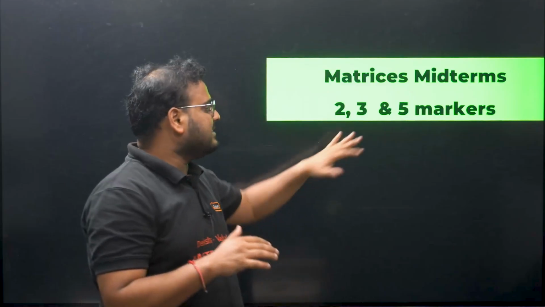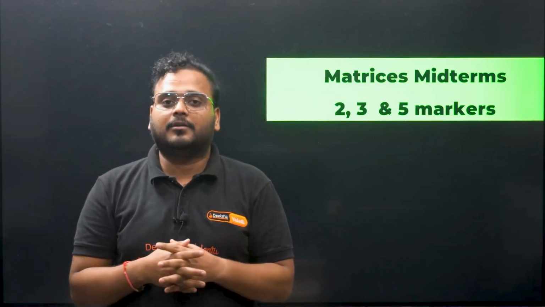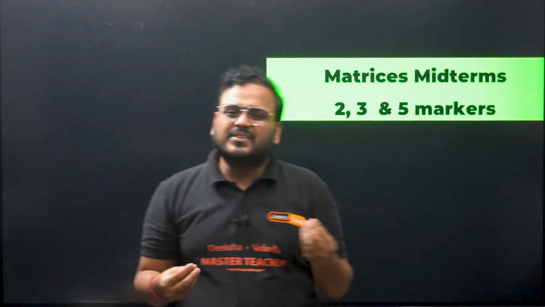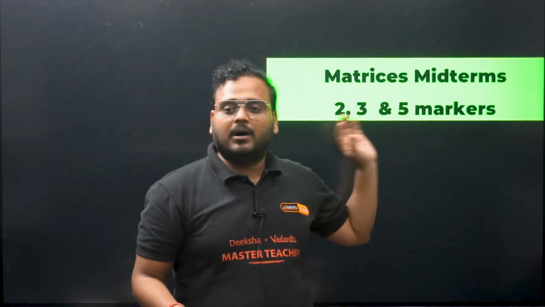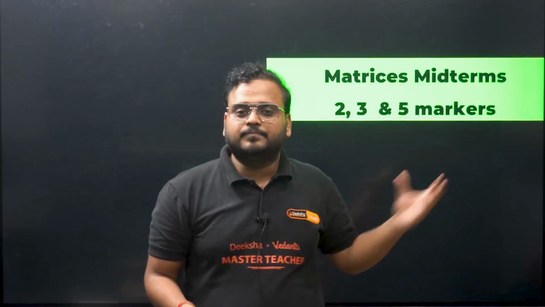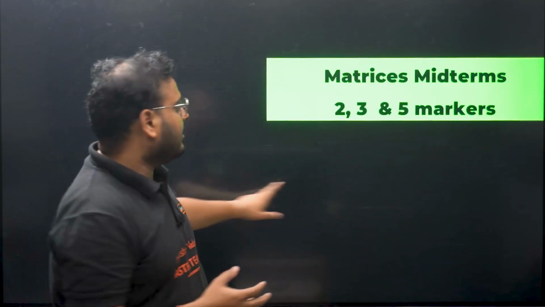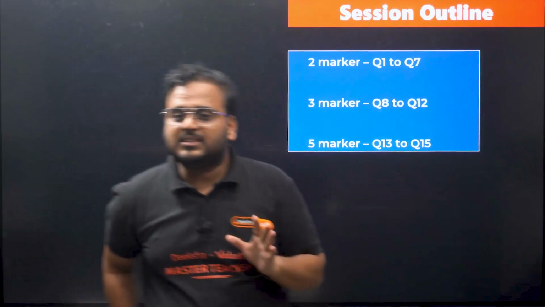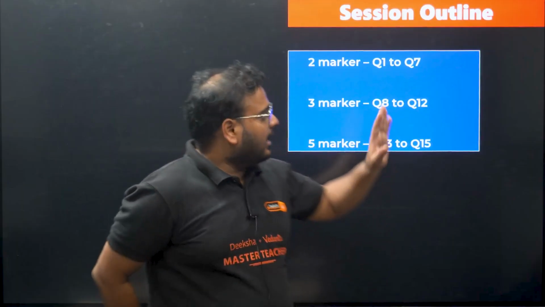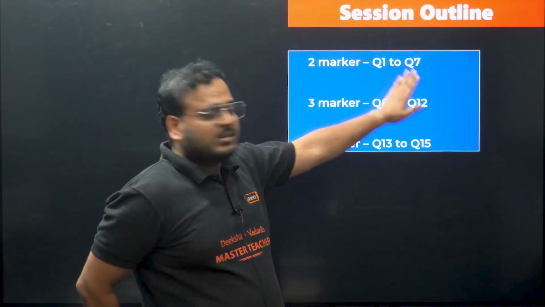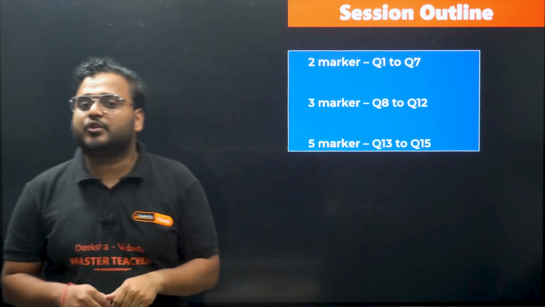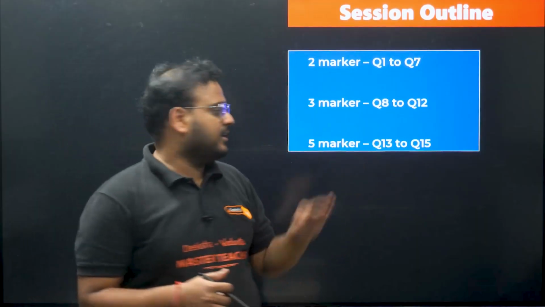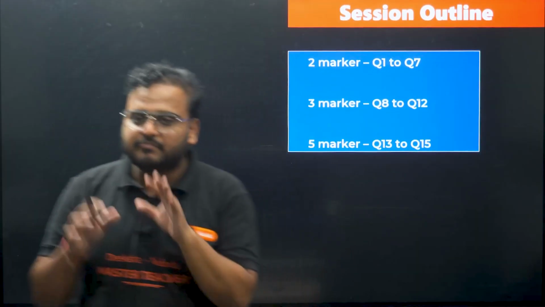Why I can say that with so much surety is because it's a very simple chapter. When you see the questions, you'll get to know. Okay, and all these problems that I've taken over here are from the question bank. Okay, starting with such an outline. So if you see, I have distributed question 1 to 7 in the 2 marker, question number 8 to 12 in 3 marker, and 13 to 15, the last 3 questions, in 5 marker. I hope this is very much clear.